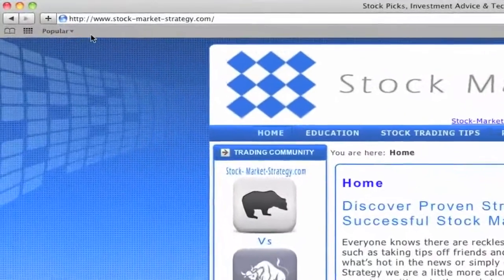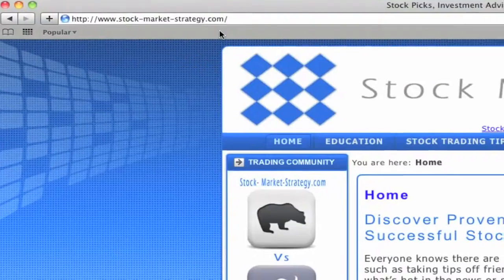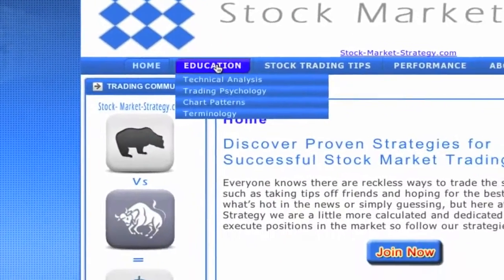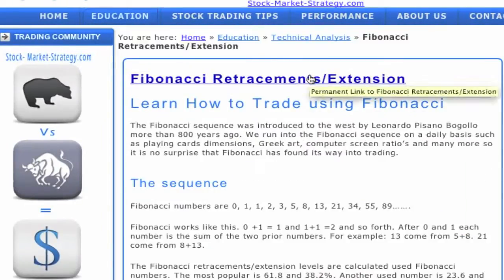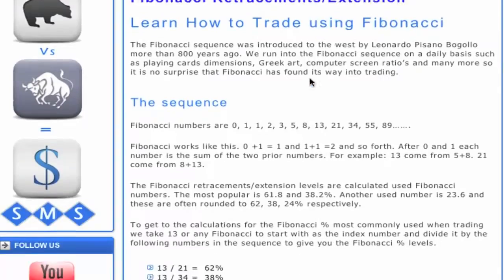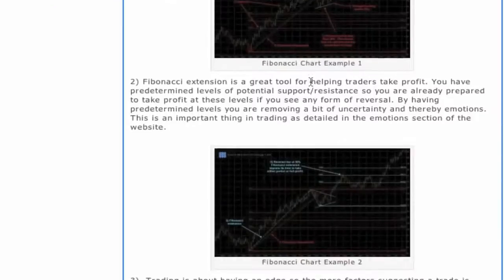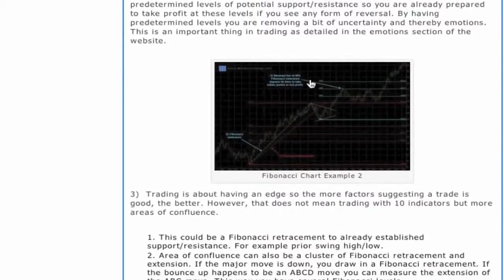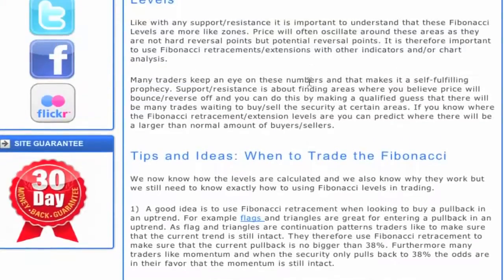If you go to the website www.stock-market-strategy.com, you'll find a tab called Education, Technical Analysis, and Fibonacci Retracements Extensions. Here you'll find a written summary including annotated charts. This is made to make it easy for you to keep track of the information. You might even print this page out to have it in front of you while backtesting or writing your trading plan.